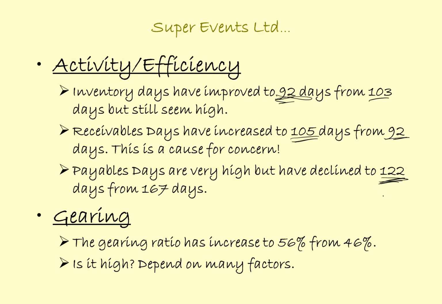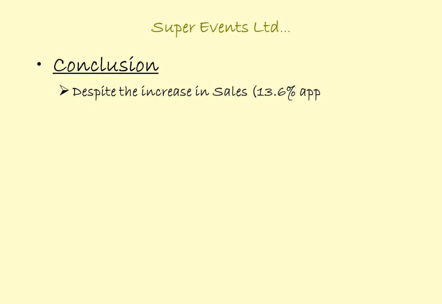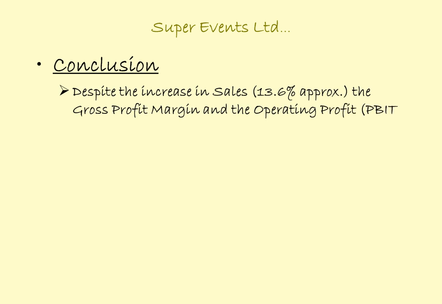So now what I'm going to do is I'm going to have a little conclusion, and I'm just going to focus in on a couple of points that I think are key. So the conclusions. Well, what I'd mention here is that despite the increase in sales, already mentioned, an increase of 13.6%, the gross profit margin and the operating profit itself, in monetary terms, are down. So remember that the gross profit margin fell to 28% from 31.8%, and the actual operating profit was down to 25 million from the 28 million. So that's not good. That would be a cause for concern. Margins down, profits down.